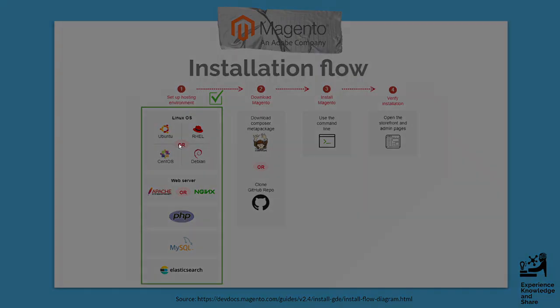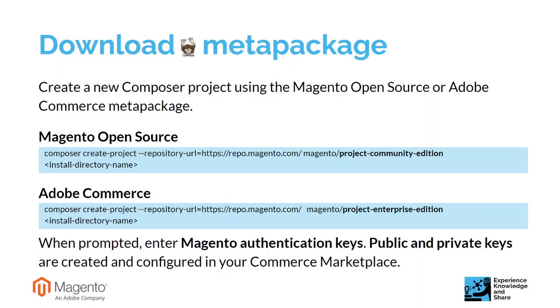Then the second thing is downloading the Composer meta packages. In the Magento dev docs, we can see how to install Magento Open Source and Magento Adobe Commerce. This is the syntax that we have to use: composer create-project, then the repository URL. Then magento/project-community-edition if we are using Open Source, and if you are looking for an Adobe Commerce project, then project-enterprise-edition. If we do not specify any version, it will take the latest version and install it to the respective directory.